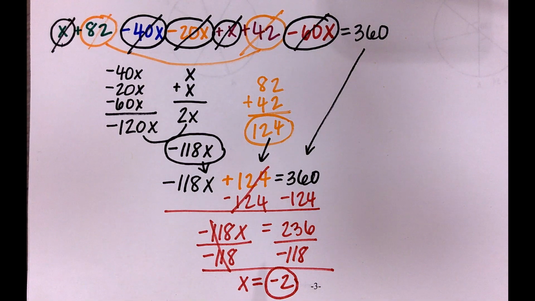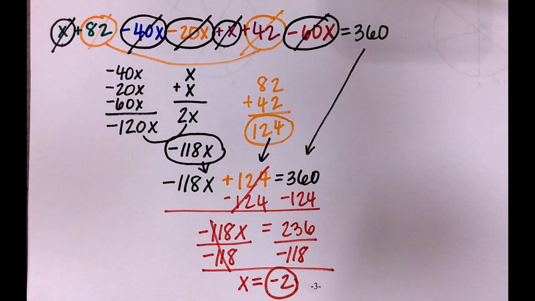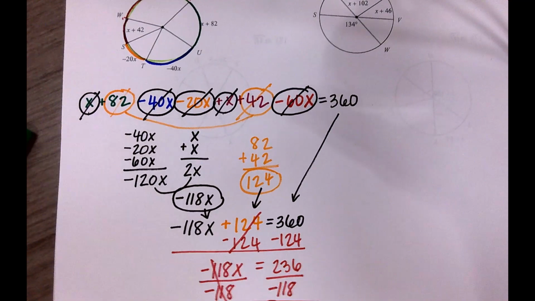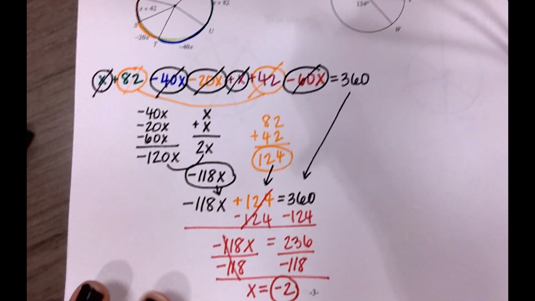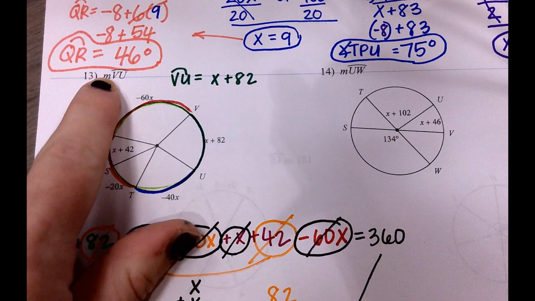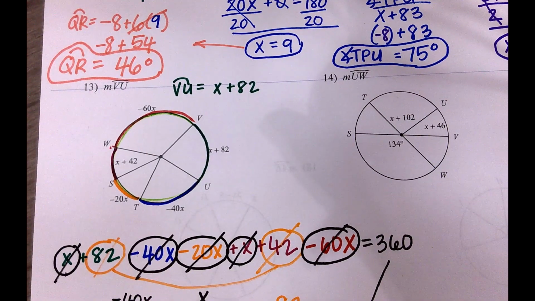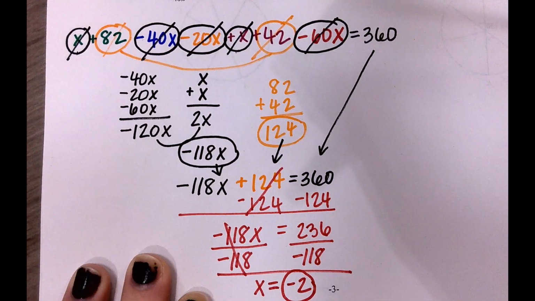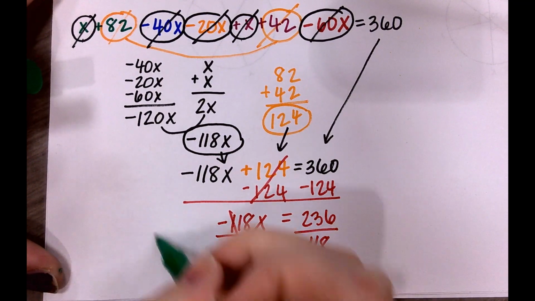Now, before I plug this back in, this was a big equation. This took a little bit. Do we understand where all that came from? Okay, good. All right, so I got x equals negative 2, and we're trying to solve the original problem, the measure of VU, which is x plus 82. So we're just going to plug negative 2 into that x plus 82. So let me write that over here.